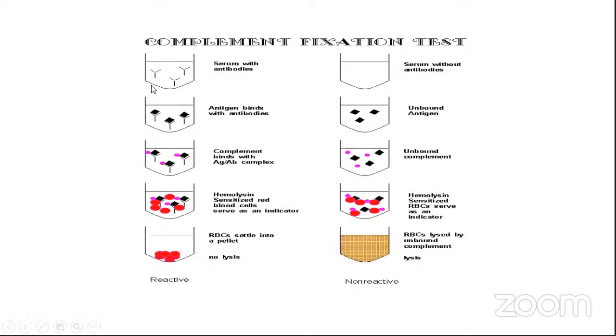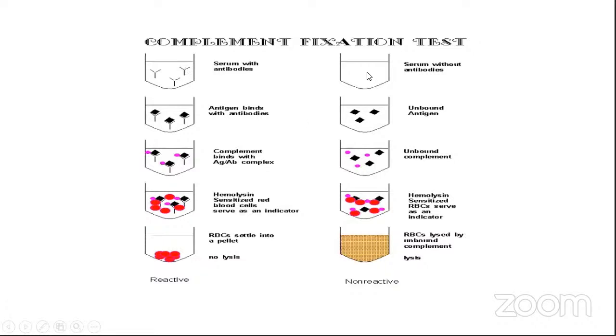Here, you are adding a serum which contains the antibody and then the antigen. The antigen antibody reaction takes place, and this is the antigen antibody complex. Now when you add complement, the complement will be utilized or attached to this antigen antibody complex. Later, when you add the sensitized RBCs, the complement which is already attached to this complex will not be available to lyse the RBCs. So the RBCs will not lyse, and this indicates that the reaction is reactive, or the sample contains antibodies.